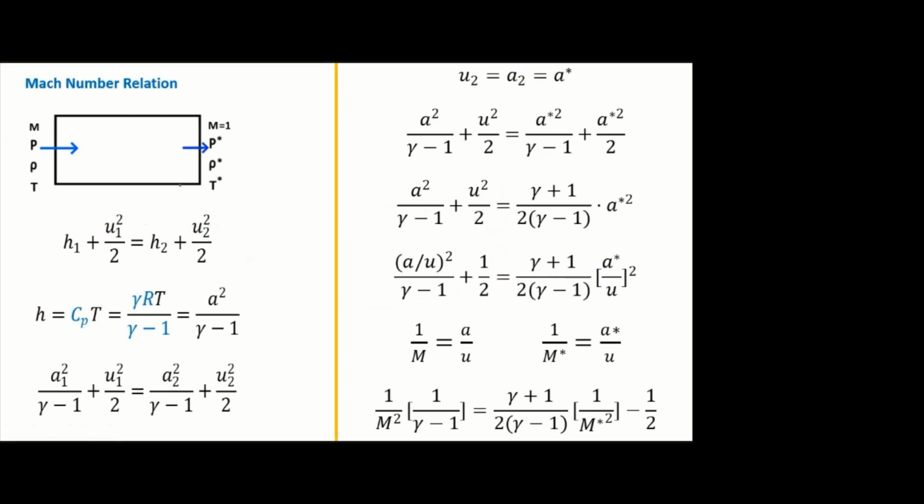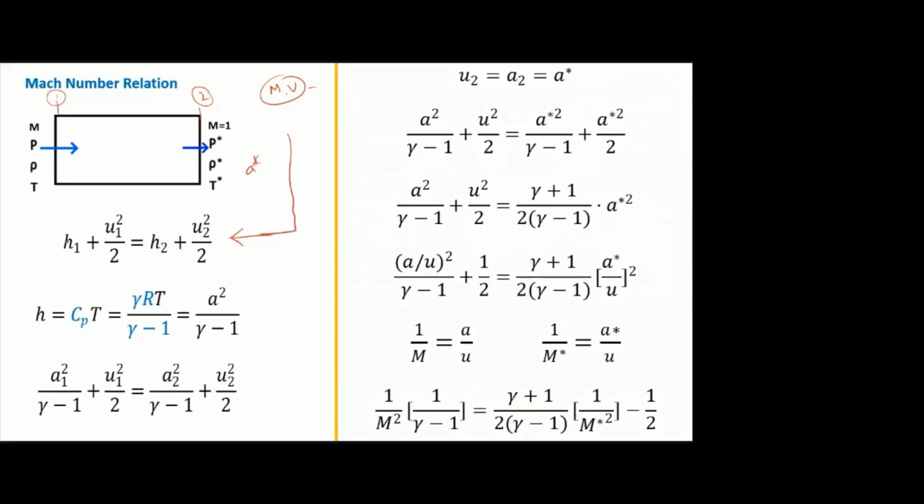So what I'm going to relate is M and M star, V by A and V by A star. In this derivation, first I'm going to relate A and A star. If I relate this, I can easily find the M and M star relation. I am taking static in station 1 and sonic in station 2, so that I can get the A star here. Whenever you want to find velocity or Mach number, you should go for the energy equation. This should be the first option.